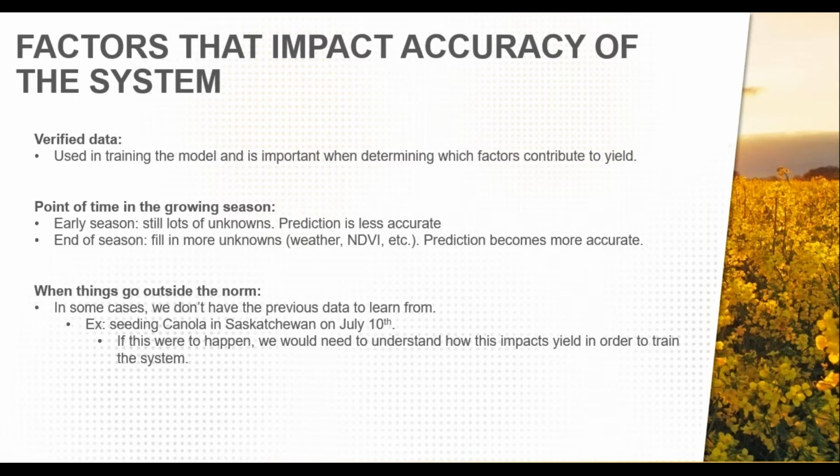And then finally, one thing that can impact the accuracy of the system is when things go outside the norm. In some cases, we don't have that previous data to learn from. So, for example, if we were going to seed canola in Saskatchewan on July 10th, we would need to understand how this impacts yield in order to train the system. So the model uses training with known data and tries to apply it to unknown. We're always trying to train that system and use previous years to predict, but when things go outside the norm, it makes it a bit more challenging.